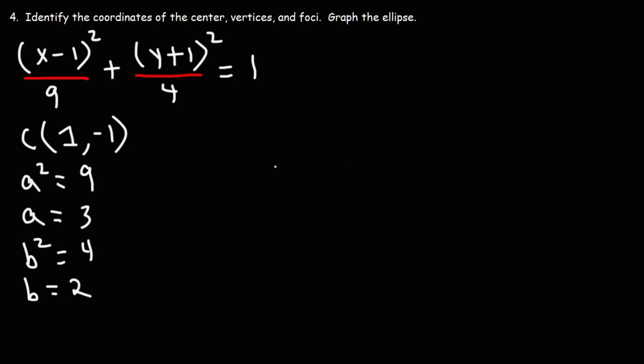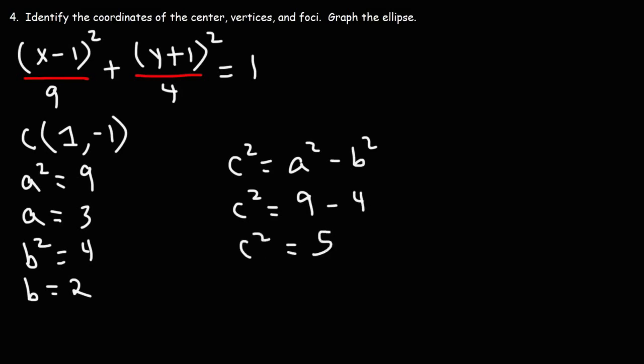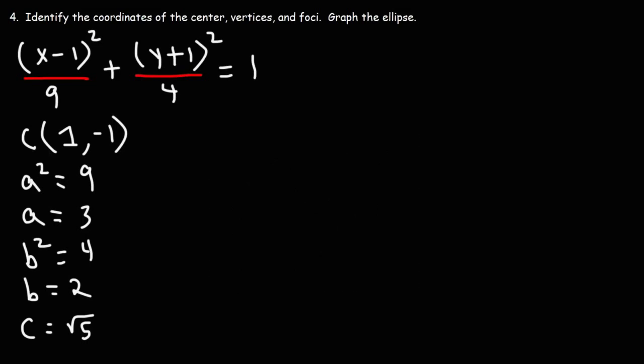Now let's go ahead and calculate c. So c squared is a squared minus b squared. A squared is 9, b squared is 4. So c squared is 5. The c is going to be the square root of 5. And you could write that as plus or minus root 5 if you want to. Now let's go ahead and graph the ellipse.